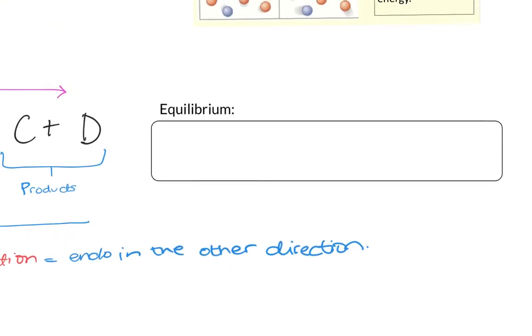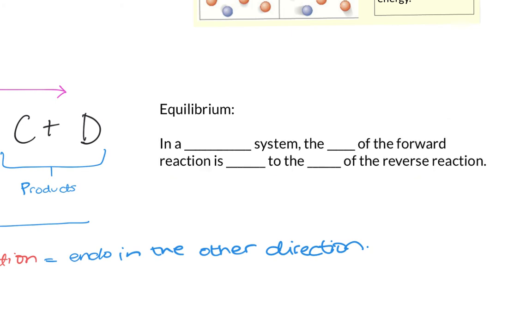Now, I want you to try and think of your definition for equilibrium. If you feel confident enough to, I'd like you to pause the video here and have a go. If not, I have got some sentence starters, a little cloze activity for you to have a go at. In a something system, the something of the forward reaction is something to the something of the reverse reaction. I would like you to now have a go at that statement.